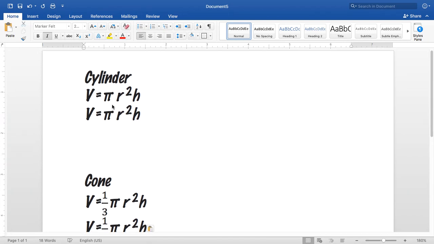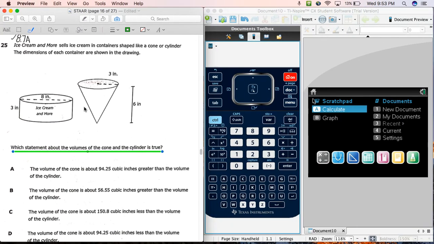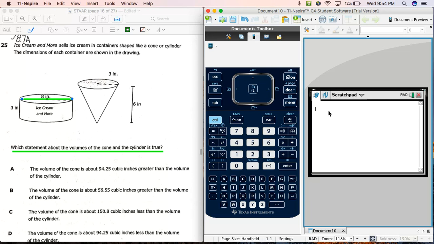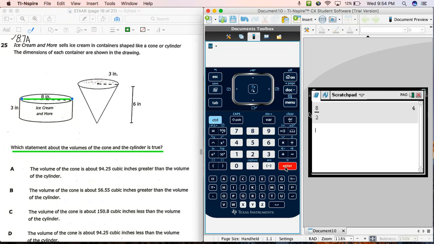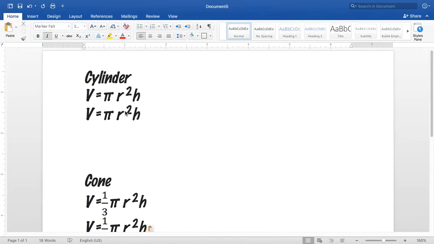So let's work with the cylinder first, okay? As we can see, we need a radius and a height. Based on the picture of my cylinder, I have a diameter. The reason I know I have a diameter is because this dotted line goes all the way across. What I want is only half of that diameter. So I'm going to use my calculator to divide 8 divided by 2. This will give me an answer of 4, which is my radius. So I know that the radius of my cylinder is 4.